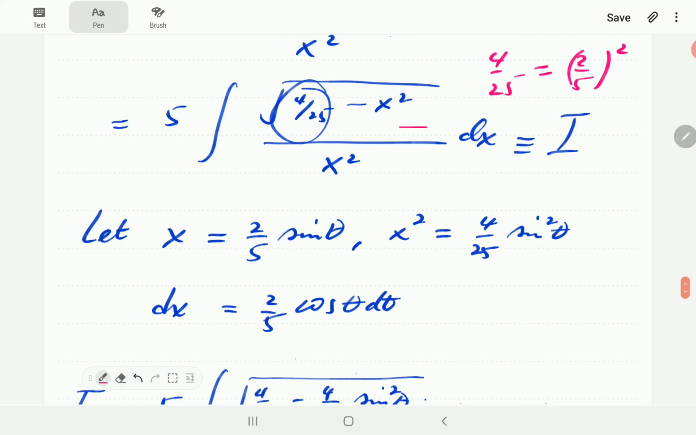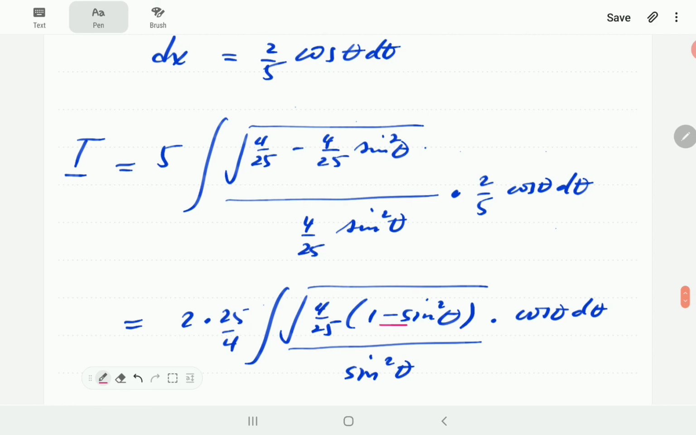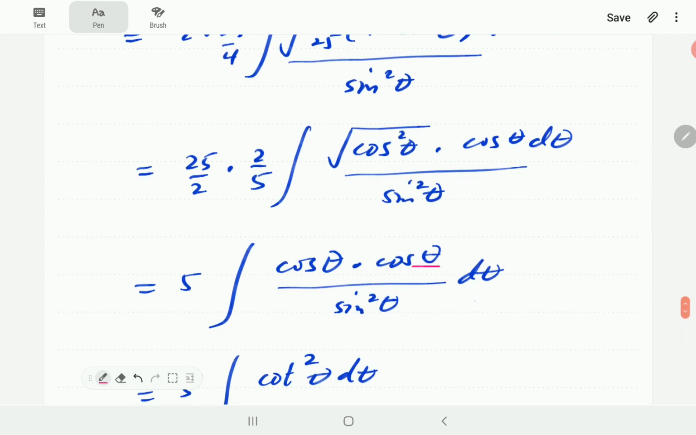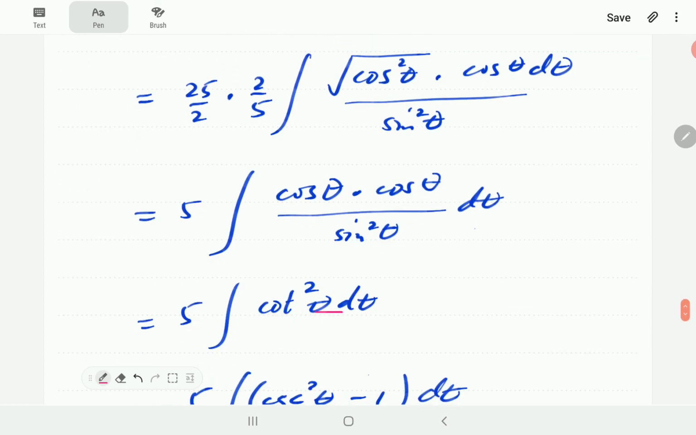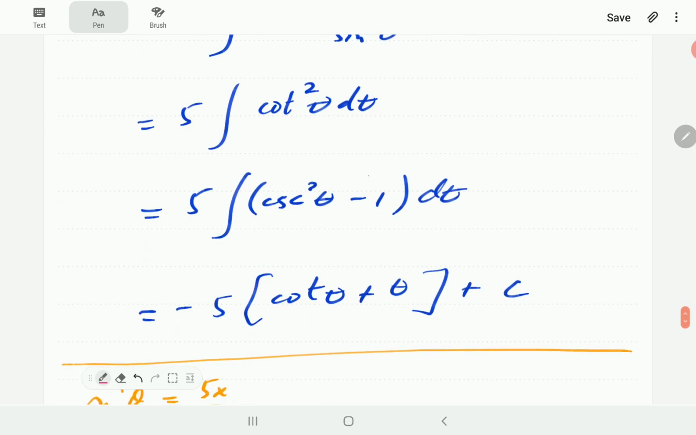And this is a sine substitution. So x squared is going to be that, and dx is going to be that. We substitute, we factorize 4 on 25 there. So this becomes cosine squared. And so this is going to be cosine squared over sine squared, which is cot squared. Integrating that is similar to integrating tangent squared. We'll write it in terms of cosecant.